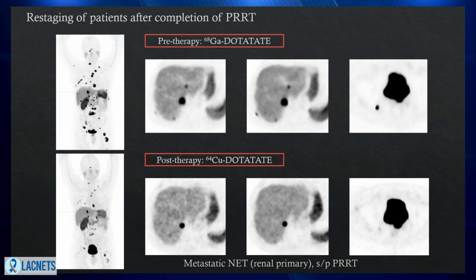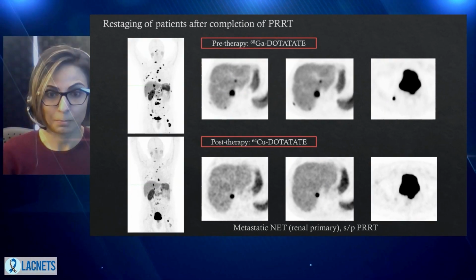And when we switched from gallium to copper, there were some patients who we followed up with copper dotatate, and that's not really a problem. So this is a patient who was treated with PRRT, with our pre-therapy imaging on the top with gallium dotatate and our post-therapy imaging on the bottom. And we see that there is response to treatment and some lesions have resolved on post-therapy, which is a great response to PRRT in this case.